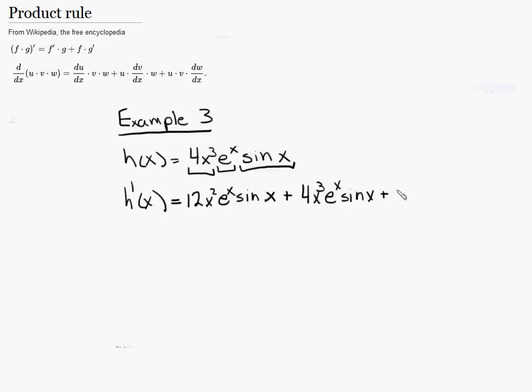In our third piece, the first two we copy, 4x cubed, e to the x, and we take the derivative of the last function, or cosine of x. And that is how you take the derivative of a function that's really the product of three functions, thanks to the product rule.